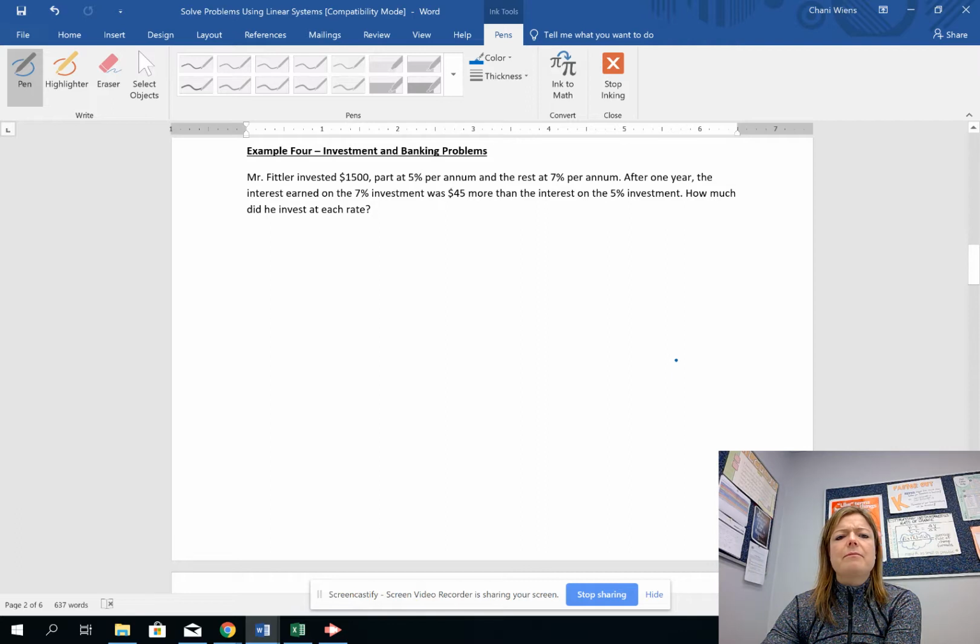So in this case, we have Mr. Fittler invested $1,500, part at 5% and the rest at 7% per annum. Okay, per annum is just a fancy way of saying per year. So that means that this money makes 5% per year of interest. Or sorry, not $1,500, however much they put in.